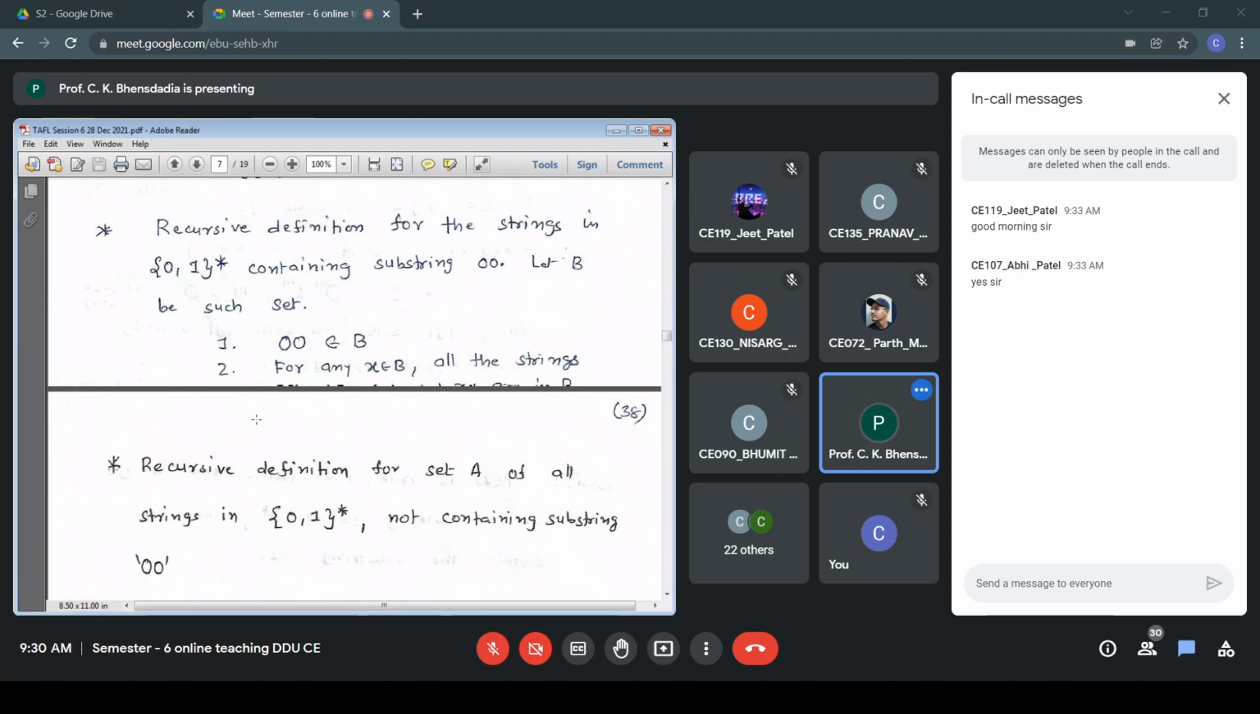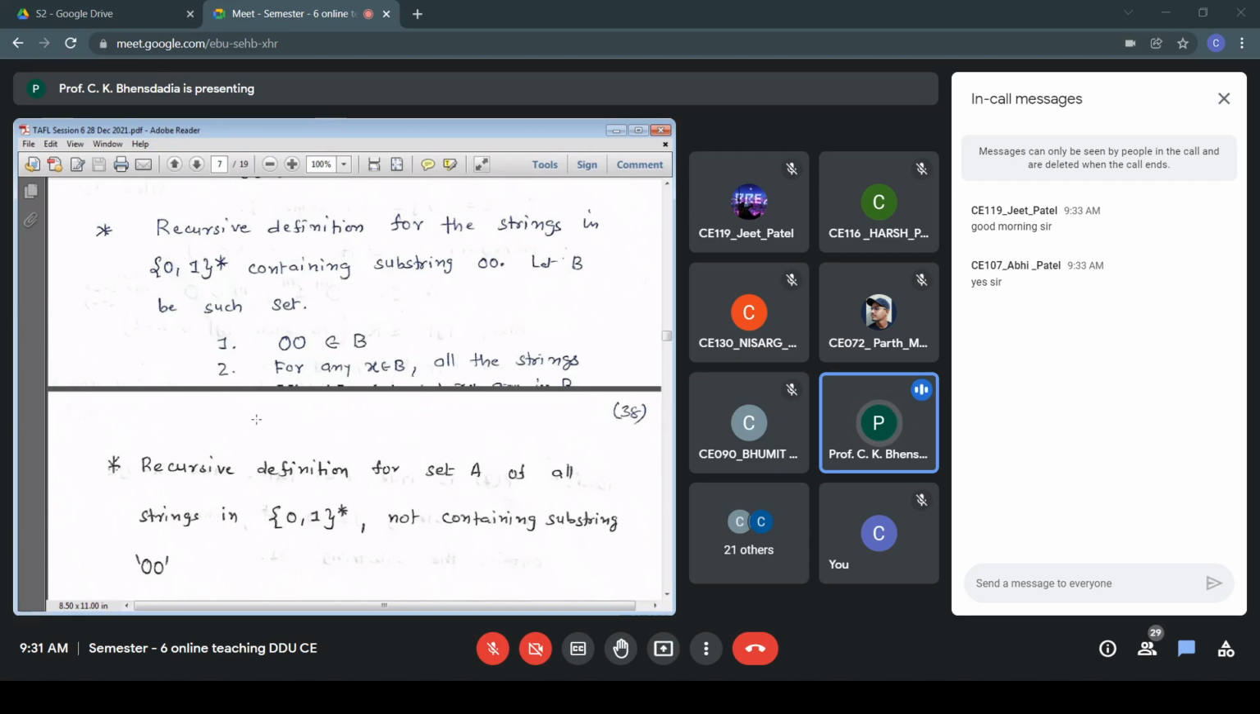So we continue with some more examples of recursive definitions. The next one is a recursive definition for the set A of all strings in {0,1}* not containing the substring 00. So my sigma is {0,1}. The sigma star will be {0,1}*, so various combinations of zeros and ones. Set A contains strings having different combinations of zeros and ones of any length. We want to recursively define that.